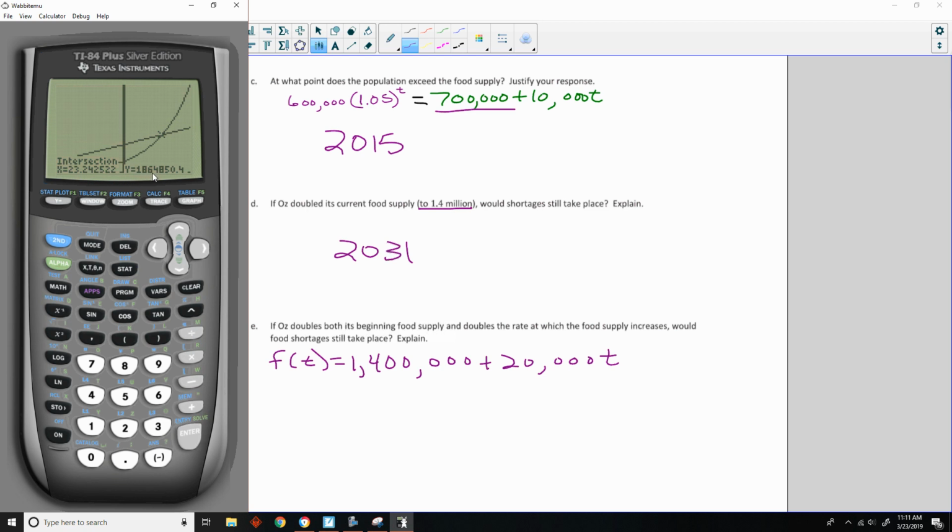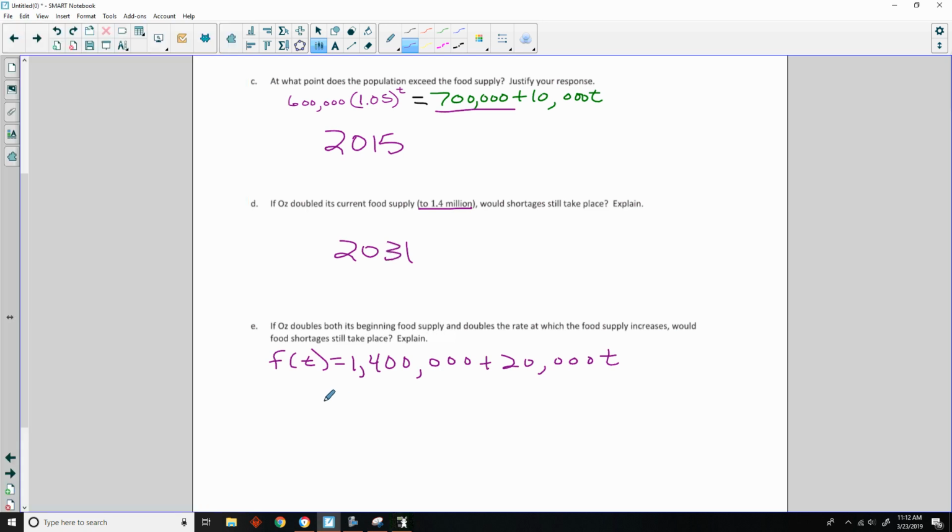And it's going to be at this value when the population is 1,864,854. There it is. And it's 23 years after 2010. So it's going to be in the year 2034.